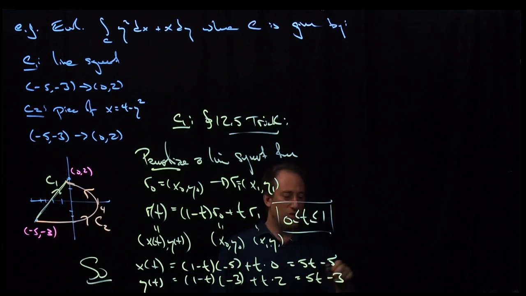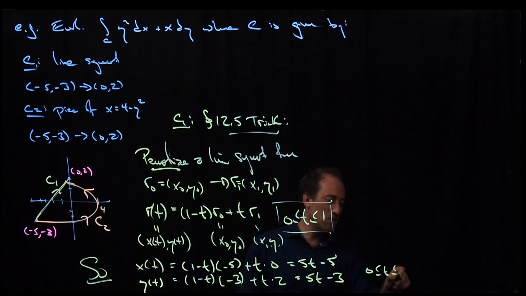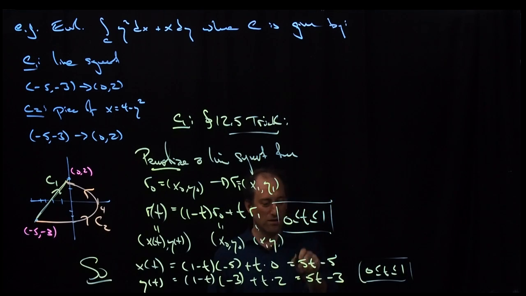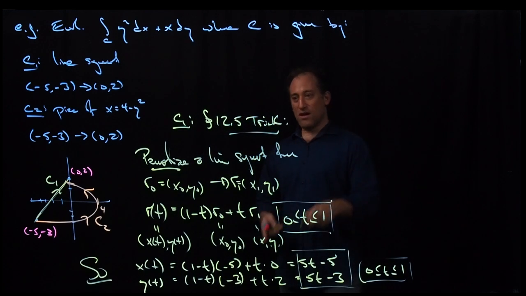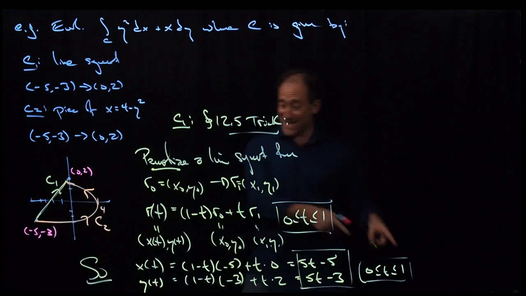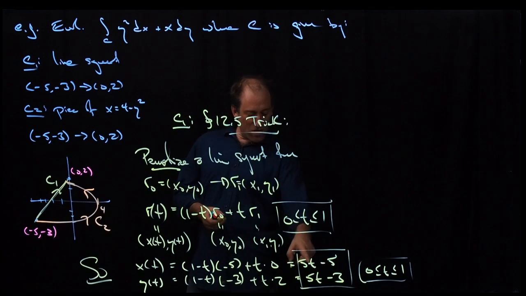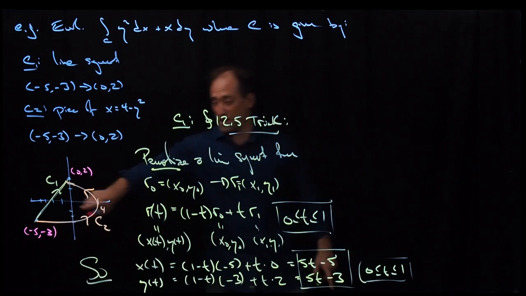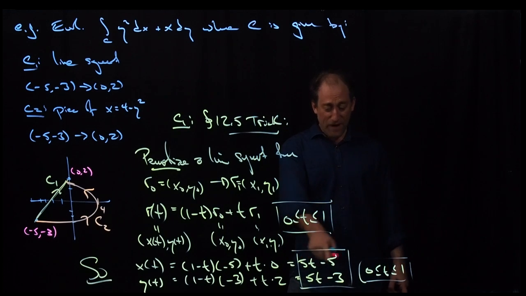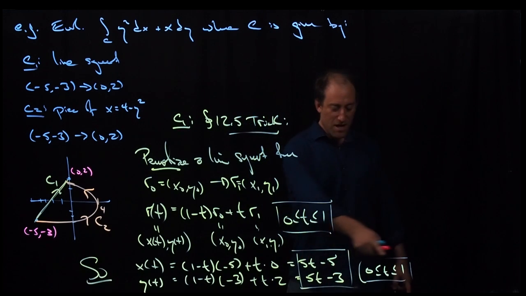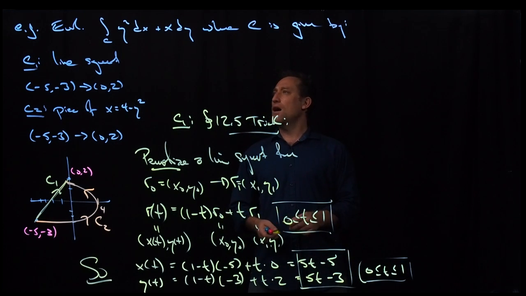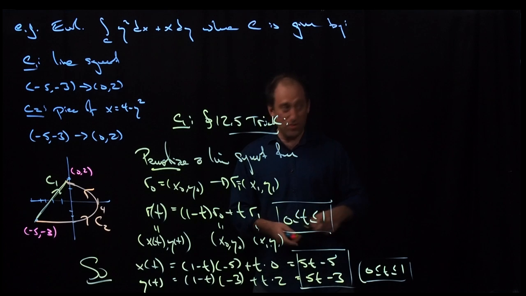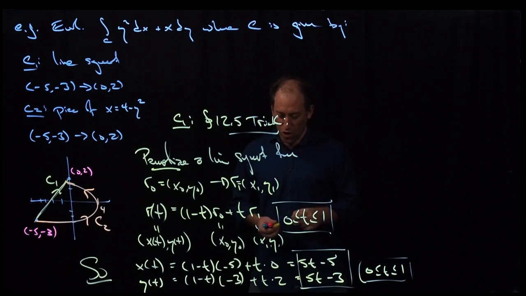All right, and of course here, again, this parameterization works for t between 0 and 1. It's easy, as usual, to make arithmetic mistakes, so let's head back and check. At t is 0, I get minus 5, minus 3. Great. At t is 1, I get 5 minus 5 is 0 for x. Super. And 5 minus 3, 2 for y. Also super.